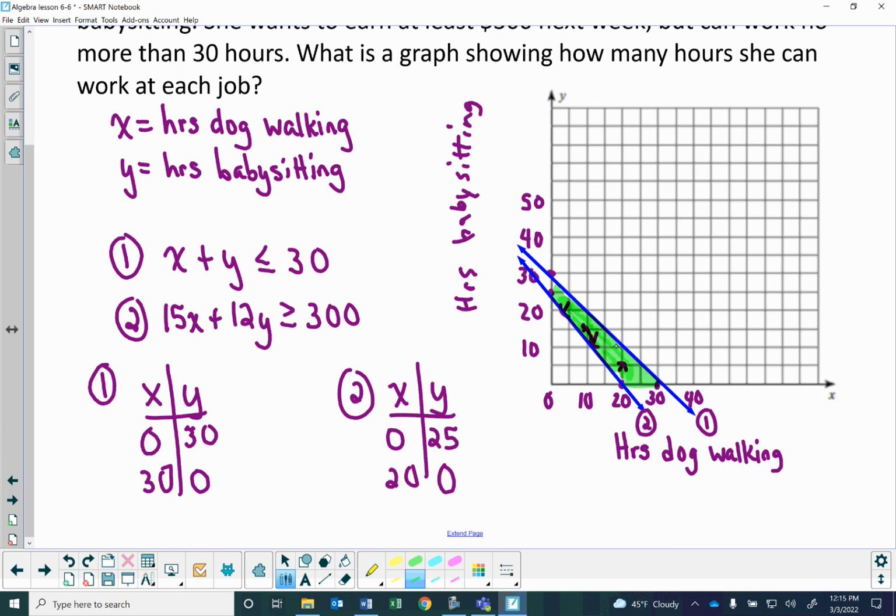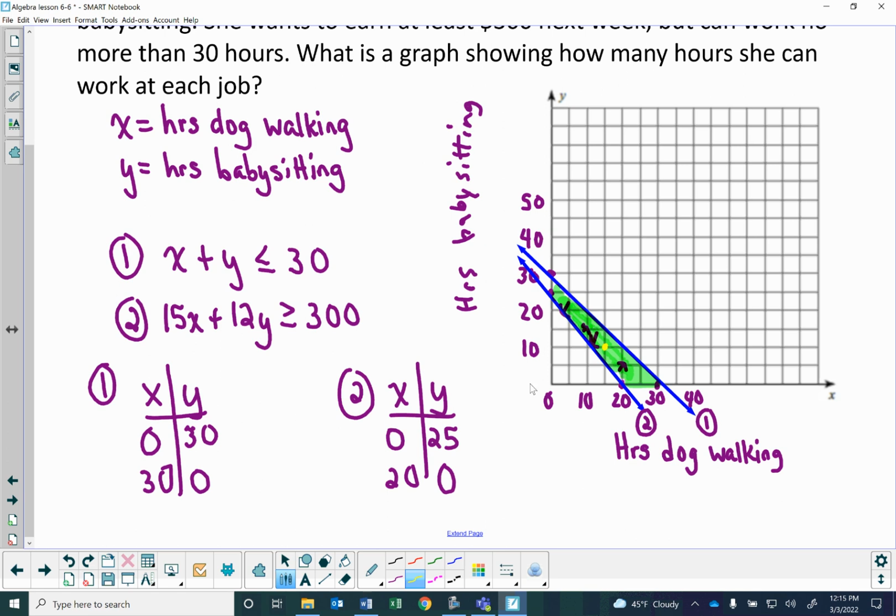Okay. So that's the graph that shows how many hours she can work each job. And you can actually pick points. I could choose a random point here, let's say this point here. That point here is 15, 10, which means she could spend 15 hours walking dogs and 10 hours babysitting, and she would earn $300 or more.